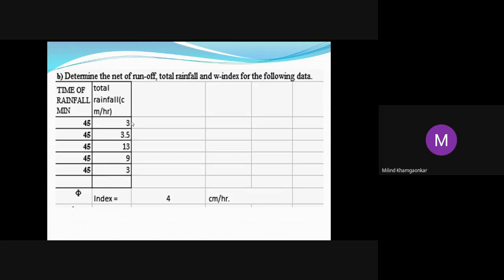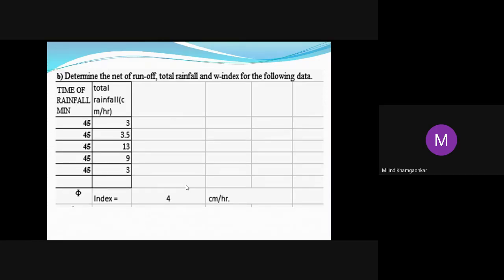Total rainfall is given as 3 centimeters per hour. All the hourly rainfall intensities are given here. The phi index is given as 4 centimeters per hour. The way of solution, as I have explained just now, is the same.